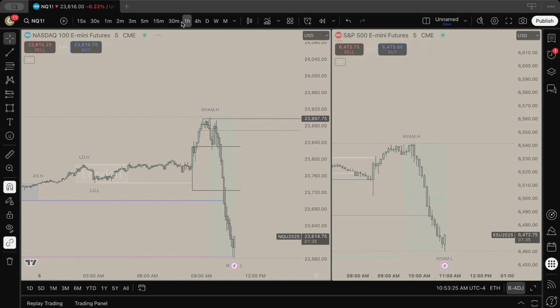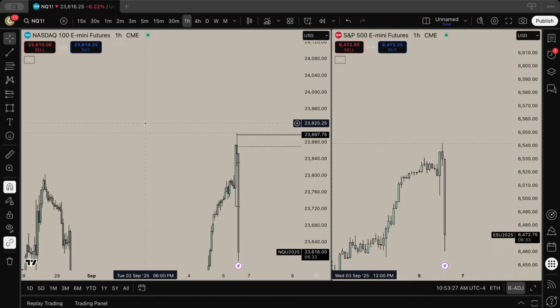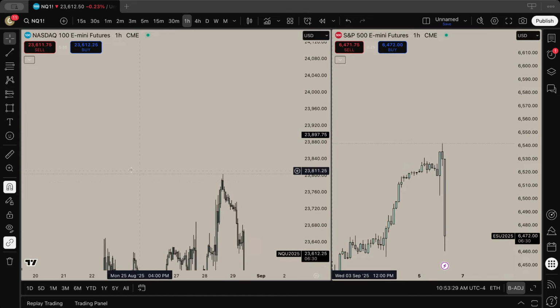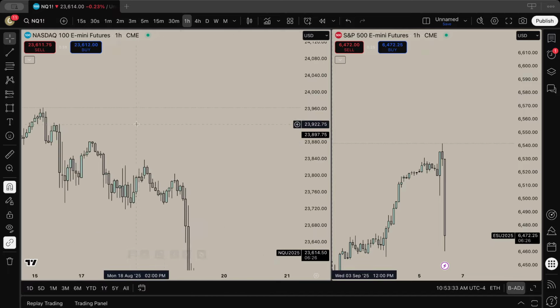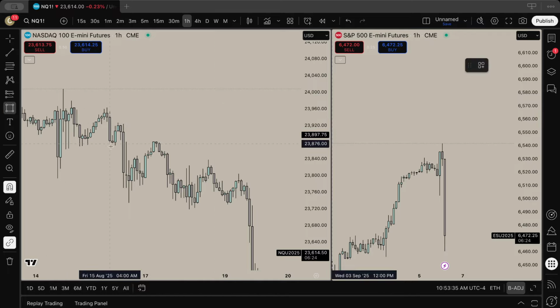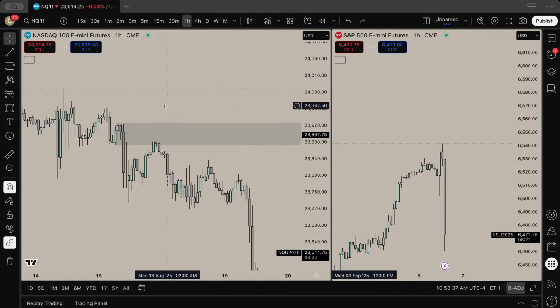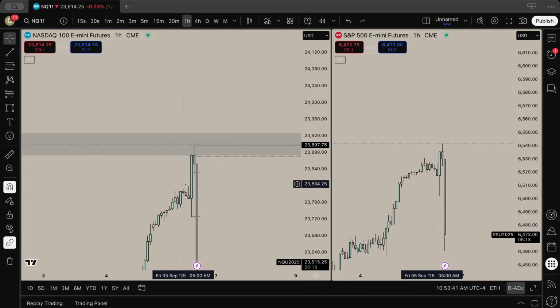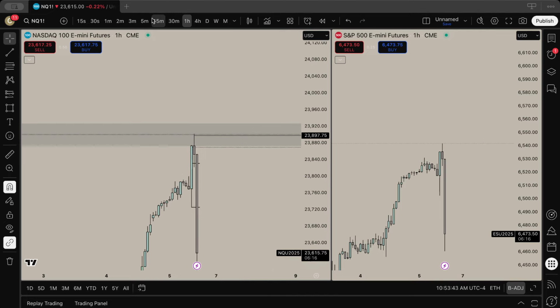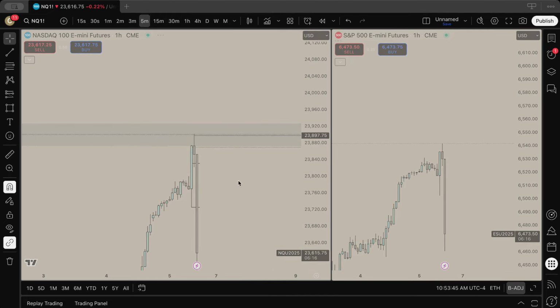The highs were swept, and since the highs were swept, I was looking for some sort of PD array that we can use in this trade. And the first thing that my eyes went to was this hourly order block right there. And obviously I can't just take the trade based off of an hourly order block.